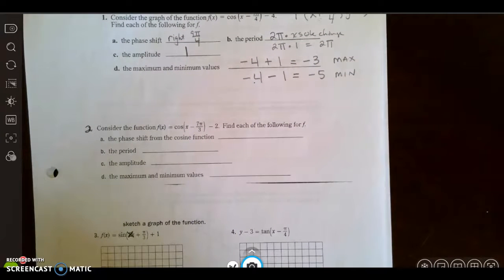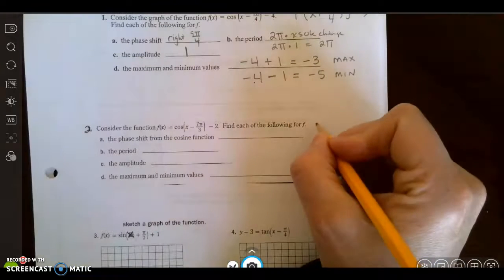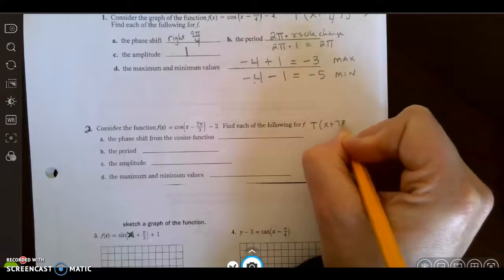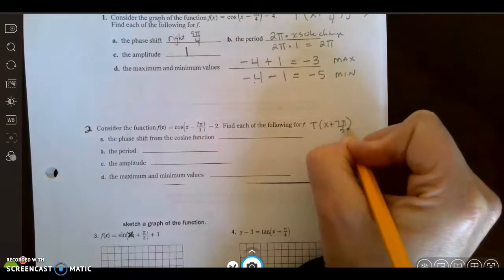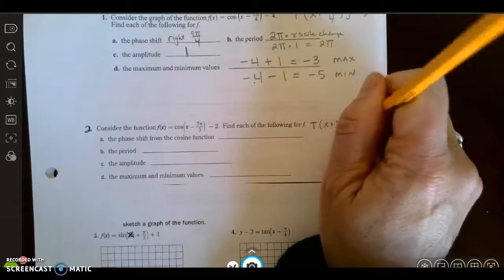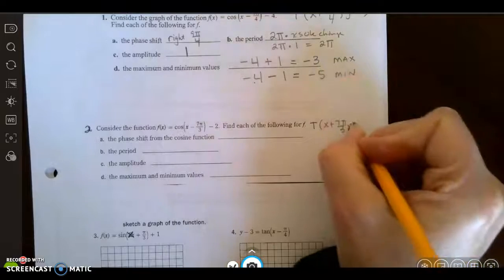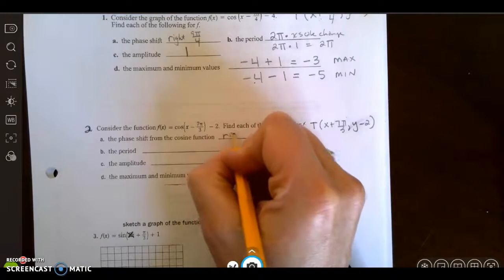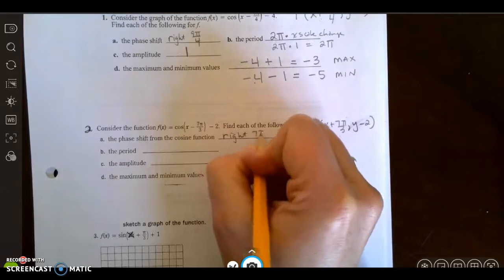Consider this function, and we're going to find each of the following. The phase shift. All right, I'm going to first again write my translation rule. x plus 7 pi over 3, oops, and then y minus 2. So my phase shift is right 7 pi over 3.